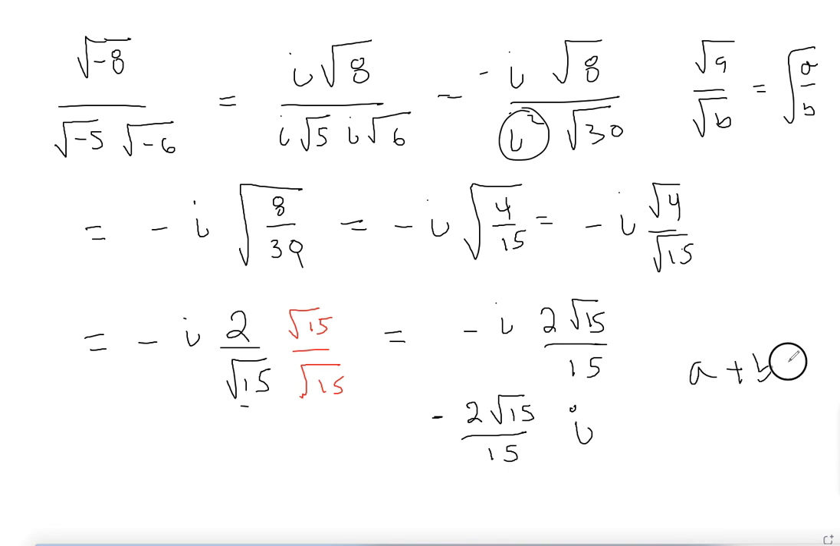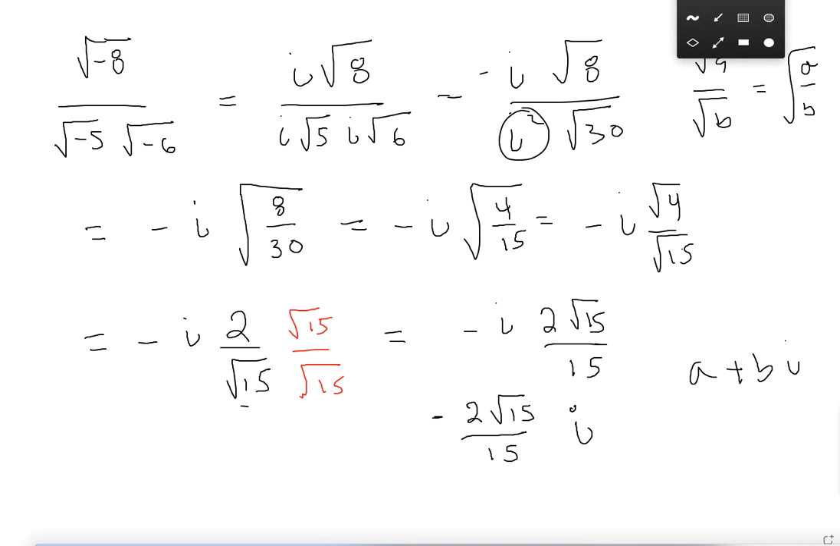Because normally we have a plus bi. In this case, a is 0, so there's nothing there. And what we're seeing right here is the b, and then that's the i. So yeah, that's a tough one. There's a lot of little spots where that can go sideways. But to me, that was probably the best way to go about it.